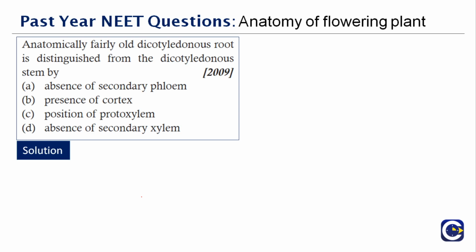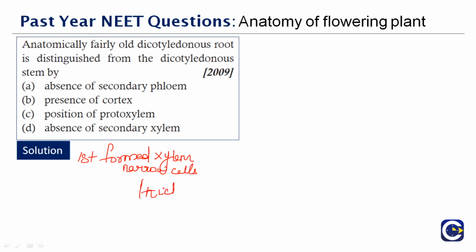Protoxylem. Now this protoxylem was the first formed xylem. You can call it the first formed xylem. It develops from the procambium and consists of narrow cells. It contains narrow cells with annular, spiral or scalariform thickening, and the wall will also be thickened. Okay, so this is what a protoxylem is. So an anatomically fairly old dicotyledonous root is distinguished from the stem with the help of this protoxylem.